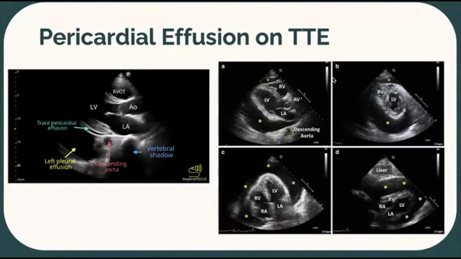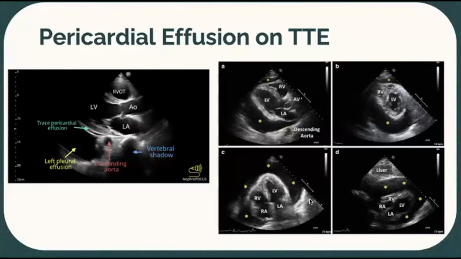And then this is also a nice parasternal long axis, but you can see a significantly larger amount of pericardial effusion here, and a little bit posterior to the RV as well. This is your short axis view. So on this view, you can see a nice effusion, particularly behind the LV.